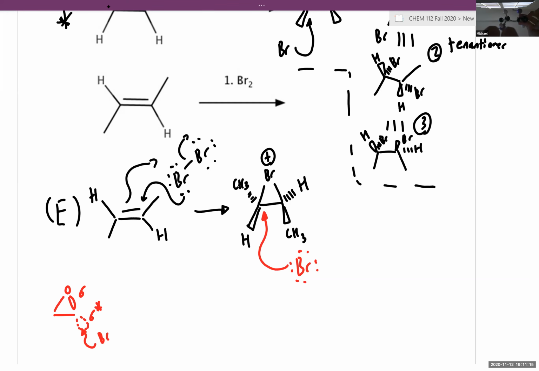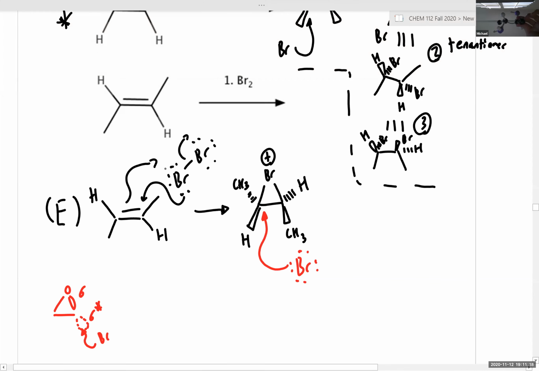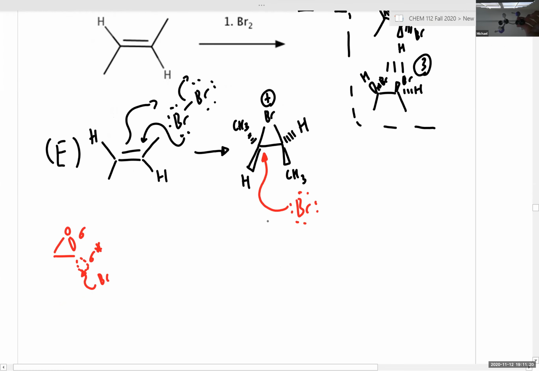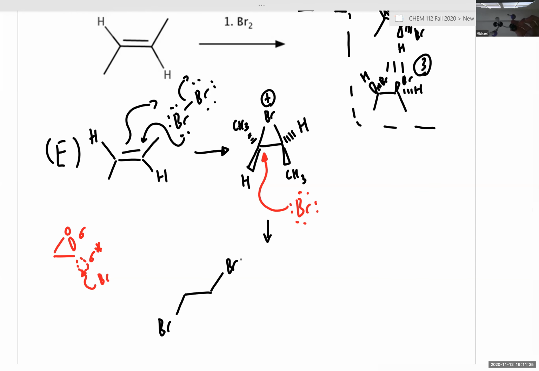Okay, now all we have to do is draw what we see. I'm going to draw my bromines flat just like before. And now what is in front, pointing towards us on the left? Hydrogen, right? So we're going to draw a hydrogen with a wedge and the carbon, the methyl group, with a dash.